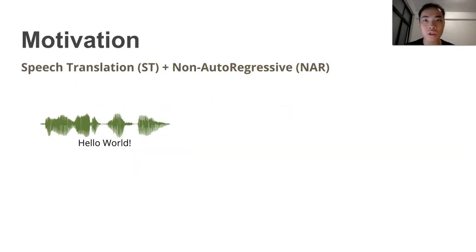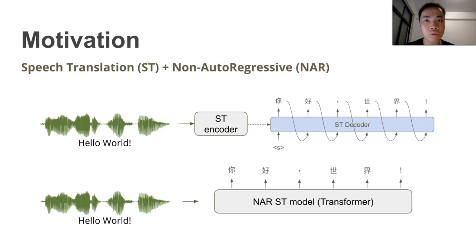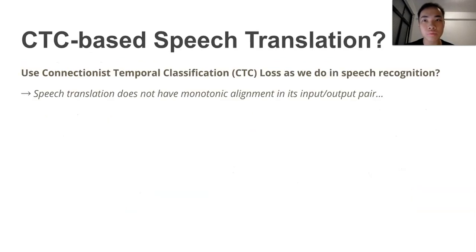In speech translation task, we have a source audio, and we want to translate it into text in another language. The autoregressive decoding process in this model is very time-consuming. As a result, we want to build a non-autoregressive speech translation model using transformer to output the whole sentence in one step. A naive solution is to apply CTC loss to train a transformer encoder model.